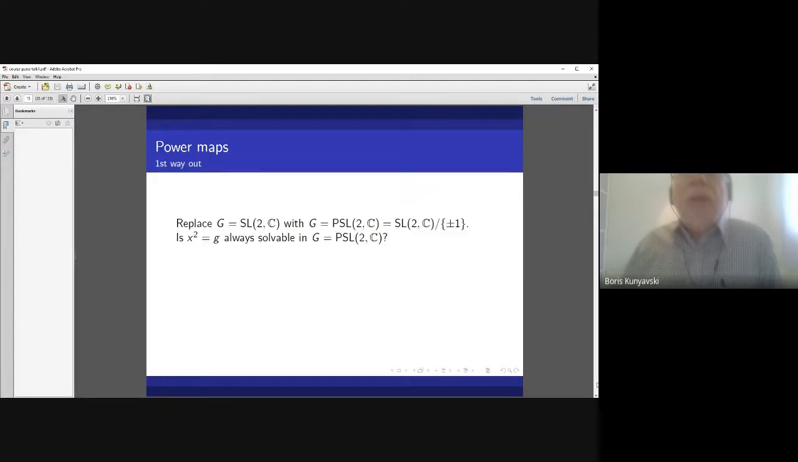Are there other ways out? Well, there are some. We want to improve the situation to make our equation solvable. And here is the first way. We factorize out the center, plus or minus 1, and we consider the group which is called the projective special linear group, PSL_2(C). And here, I gave you a hint, of course, about this equation. What do you think? Is it also always solvable? Yes, no? I don't hear.